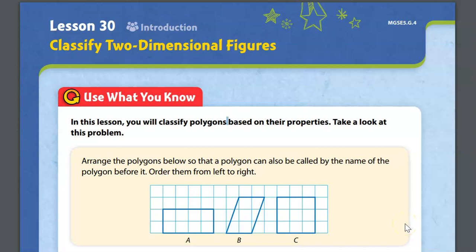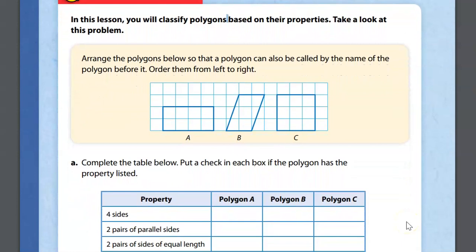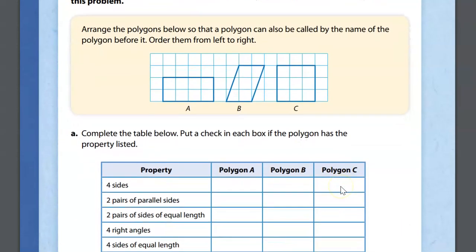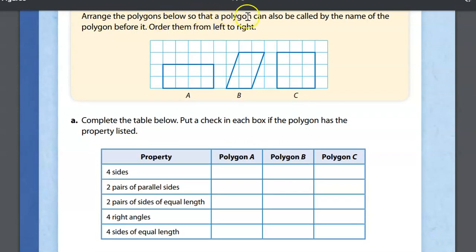We are currently on lesson 30, classify two-dimensional figures, and this is on page 300 of your packet. And in this lesson, you will classify polygons based on their properties. So we're going to take a look at this problem. The problem tells us to arrange the polygons below so that a polygon can also be called by the name of the polygon before it. So we're going to order them from left to right.